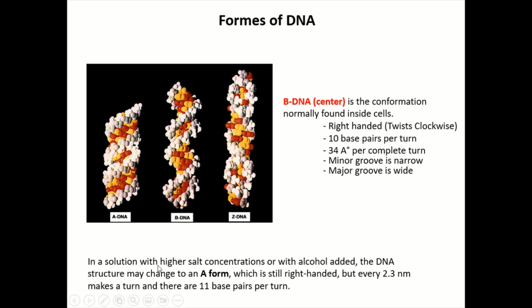In a solution which is higher in salt concentration or with alcohol added, the DNA structure may change to an A form, which is still right-handed, but every 2.3 nanometers makes a turn. So that is kind of shrunken DNA, the A form. There are more base pairs per turn. In case of B DNA, there are 10 base pairs per turn, but in case of the A form of DNA, there are 11 or more base pairs per turn.